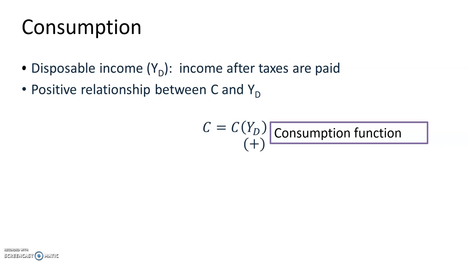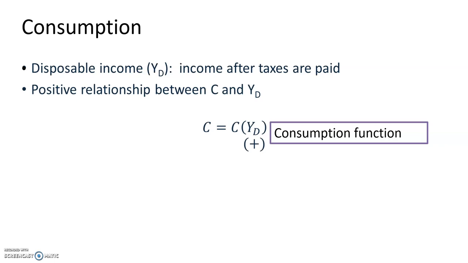Consumption decisions depend on many factors, but the main one is surely income, or more precisely disposable income, denoted by YD. Disposable income is the income that remains once consumers have paid their taxes. There is a positive relationship between C, consumption, and YD, disposable income, since when disposable income goes up, people buy more goods. We said that C denotes consumption and YD disposable income.